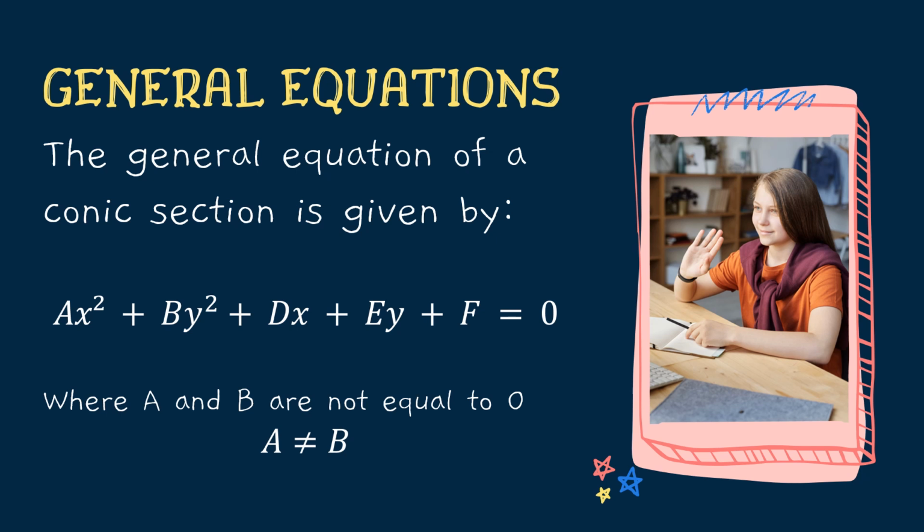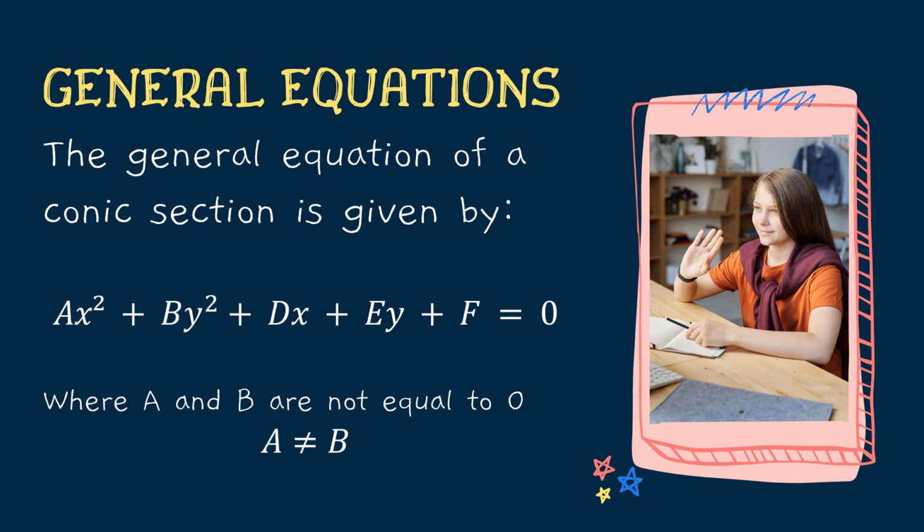And remember that the general equation of a conic section is given by the equation ax squared plus by squared plus dx plus ey plus f is equal to 0, where a and b are not equal to 0, where a is not equal to b. Remember, we cannot apply any of the first steps that we have done on the previous conic section, which is a circle, because a and b are not equal to each other.